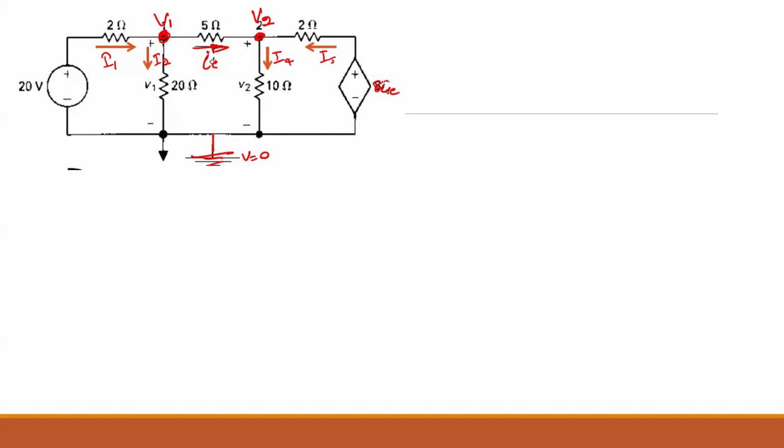So we have nodes, we have assigned currents. Next step is writing the KCLs. So tell me, KCL to node 1. What are the currents coming into node 1? It's just I1. What are the currents going out from node 1? I2 and IC. Yes, capital IC.